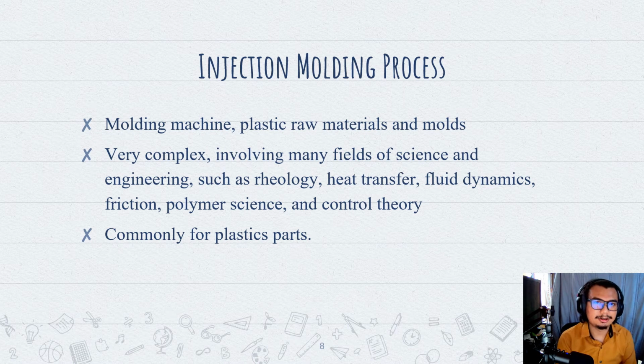Injection molding processes. What we need is a molding machine, plastic raw materials, and molds. The injection molding process is very complex, involving many fields of science and engineering such as rheology, heat transfer, fluid dynamics, friction, polymer science, and control theory. The injection molding process is commonly used for plastic parts.